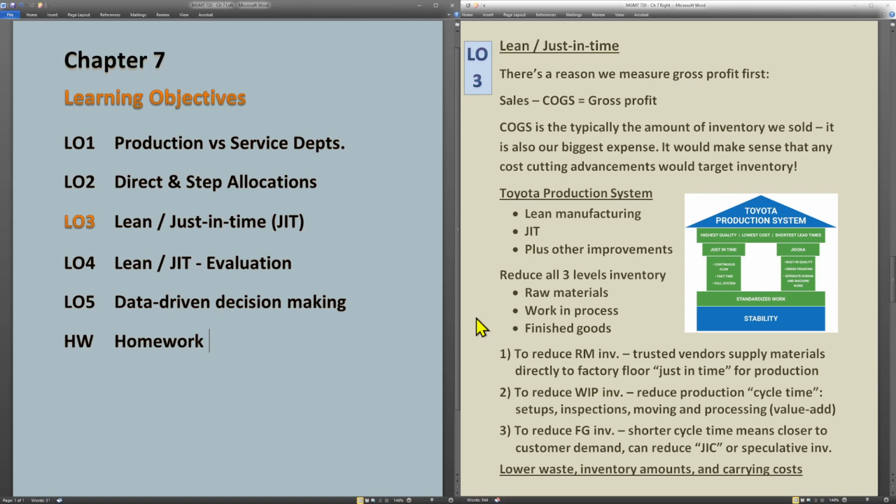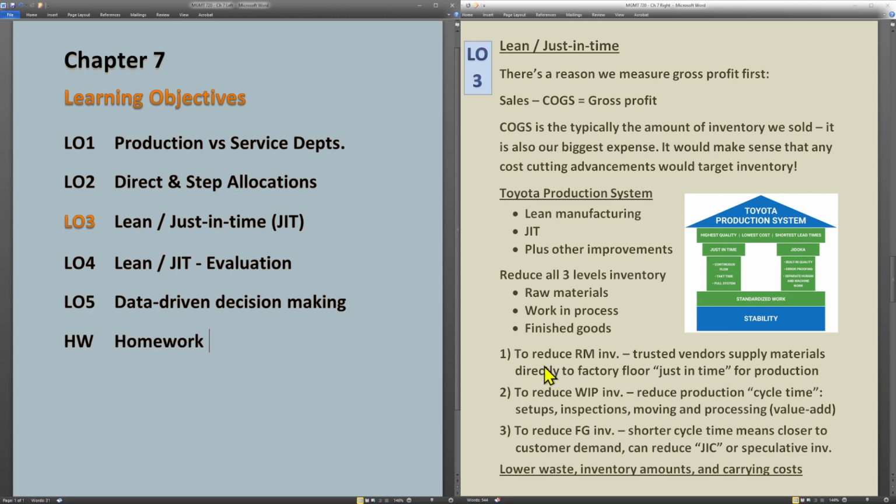And so the Toyota production system here, I've shown you, is lean manufacturing, just in time, plus a lot of other improvements that deal with waste in the system. But these 2 focus on reducing the 3 levels of inventory. Now remember, the manufacturing inventory is raw materials, work in process, and finished goods. So how do these 2, lean manufacturing and just in time, interact with these 3 levels of inventory?